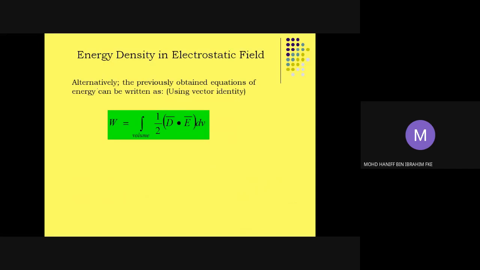Alternatively, there is another equation which can also be used to calculate the energy, which is given by the integration of half D dot E multiplied with dV. We can prove that this is obtained from the previous equation, for instance, half the integration of dq of V. So basically we can write that half D dot E dV is obtained from the equations that we formulated in the previous slides.